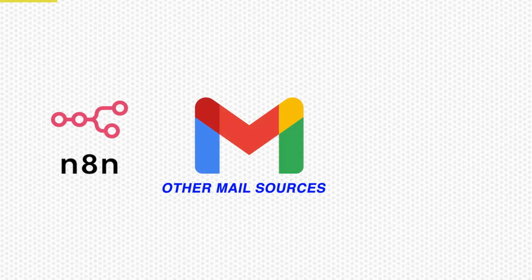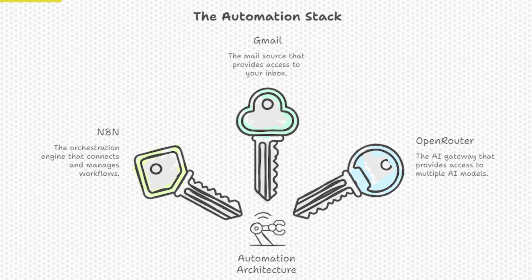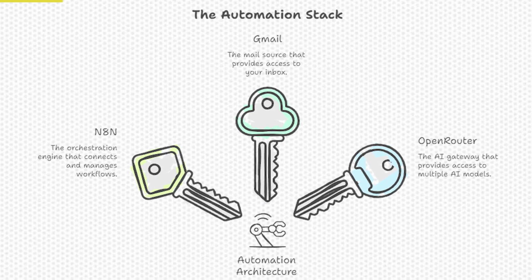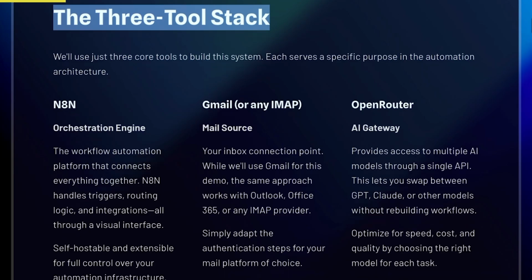So the three tools that you'll be using are n8n, Gmail, or any other mail sources that you have, and then OpenRouter, an AI gateway. Again, there's an optional power-up. You can connect your HighLevel CRM to this to create leads, open tickets, trigger sequences, and obviously this transforms inbox automations into a client acquisition engine, but we'll get onto that later.